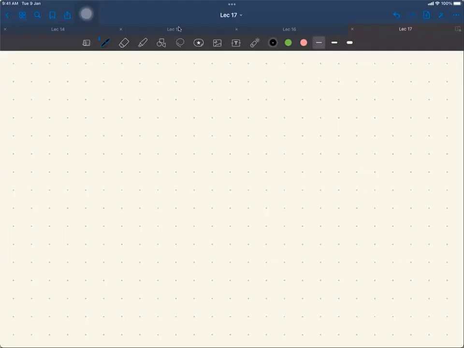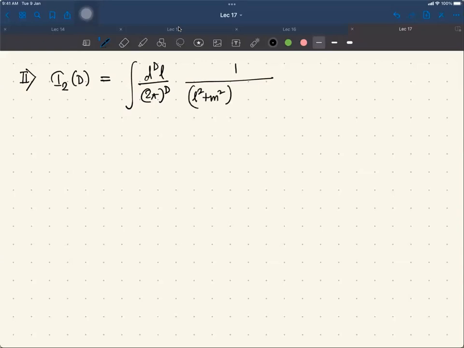Next, we consider another integral, I2d, which is the integral ddl. Okay, this is the integral that we'd like to calculate.